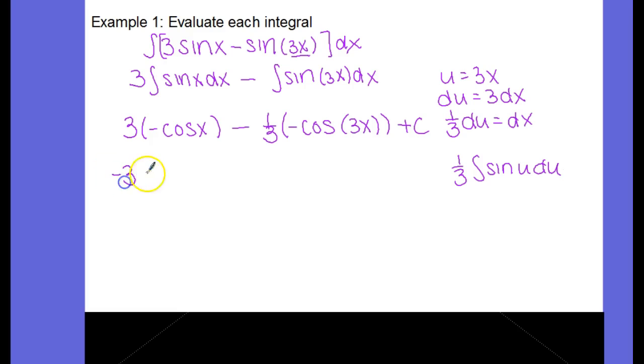So you get negative 3 cosine x plus 1/3 cosine 3x plus c.